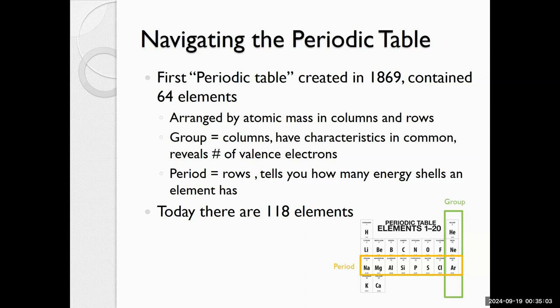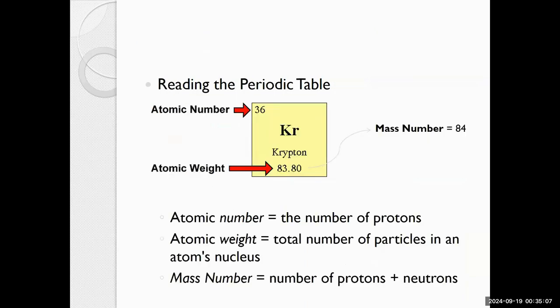If we were to zoom in on a single element in this table, we could gain further insight about the behavior of that element. In the top center or the top left is where you'll find the atomic number. The atomic number is unique to every element, and it reveals the number of protons, just protons. At the bottom of the element square is a number that may or may not be a whole number, the atomic weight.